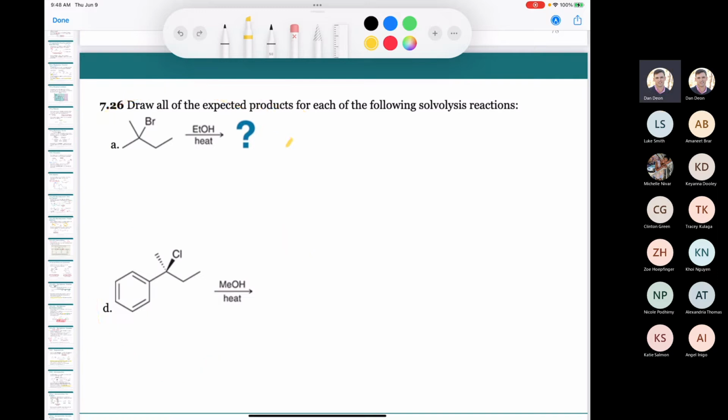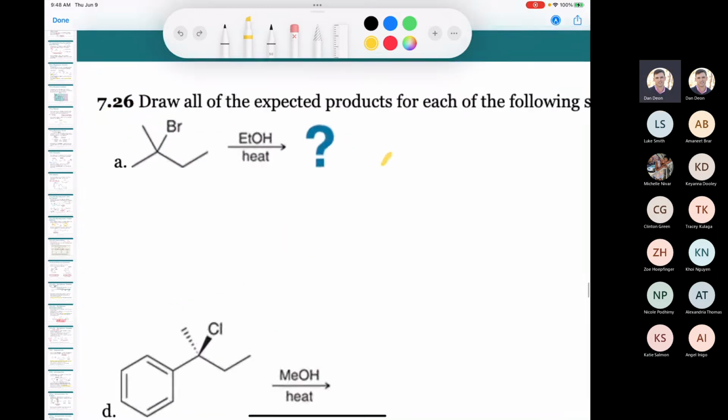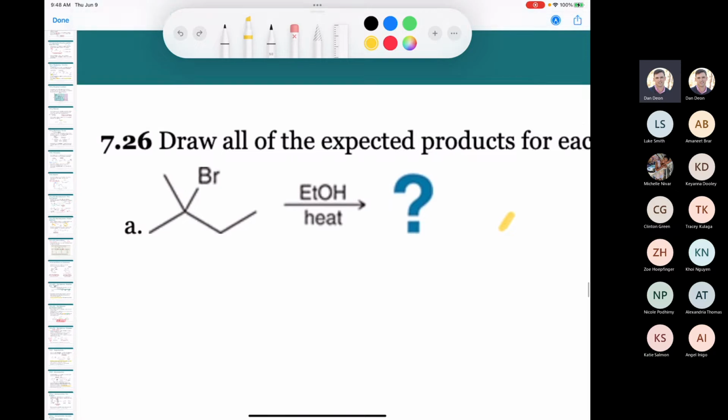So let's start with 7.26a. Let's examine it. We've got a tertiary alkyl halide, so it's not going to undergo an SN2. We've got just a solvent, so it's not going to undergo an E2. So what have we got? SN1 and E1. How do I know I'm going to end up with both? Because they both proceed through the same intermediate, the carbocation.